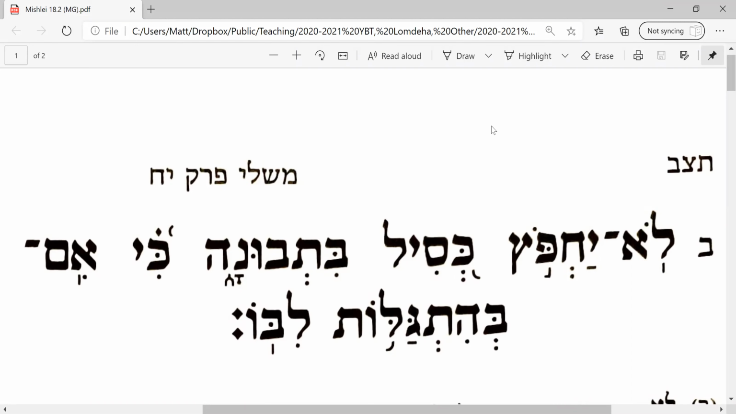It seems like it's saying that the fool only wants understanding for his own benefit in a particular sense. I don't know what that benefit is. But that's what it sounds to me like the pasuk is saying. Yes, I think that's a good inference, and I think that fits with both translations of Yachpot as desire or delight. Like he takes pleasure in it when it involves hisgalos libo, and hisgalos libo, like you're saying, is certainly a personal thing.